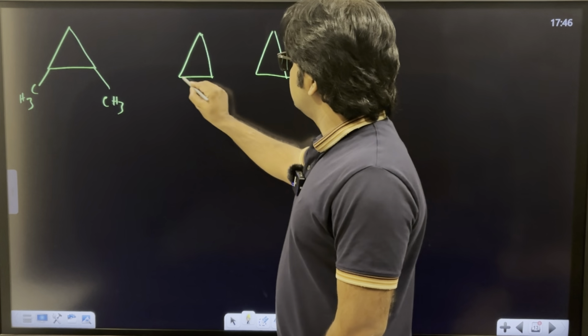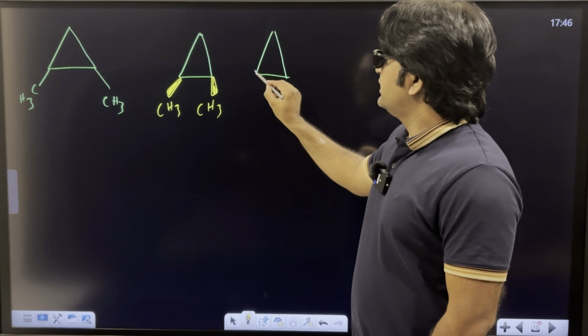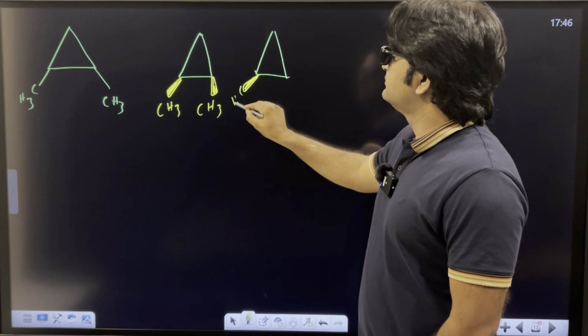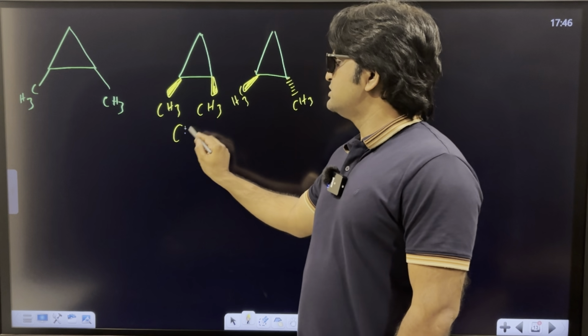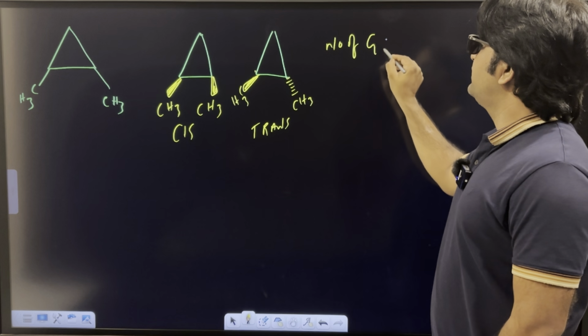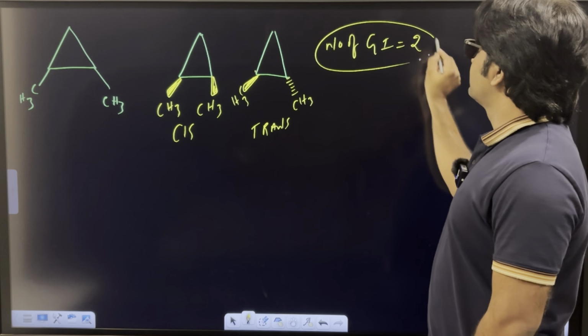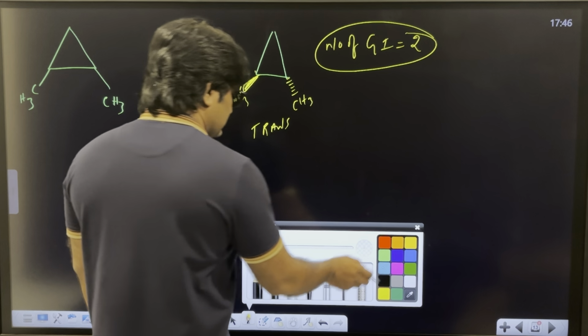One time I am taking two methyl groups on the same side, methyl and methyl same side. Next one here, one methyl above the plane and one methyl below the plane. This one is taken as cis form and this one trans form. Totally how many geometrical isomers? Number of geometrical isomers equals 2. These are the geometrical isomers of 1,2-dimethylcyclopropane.